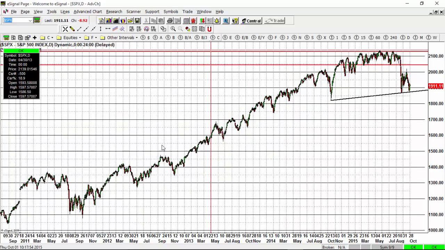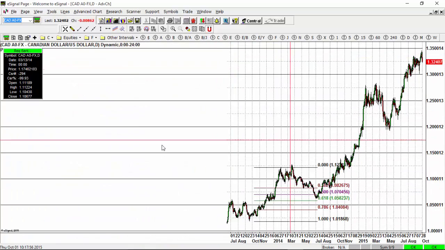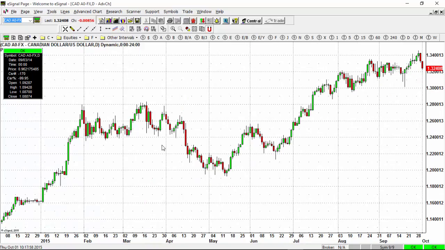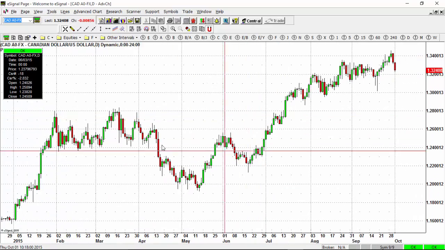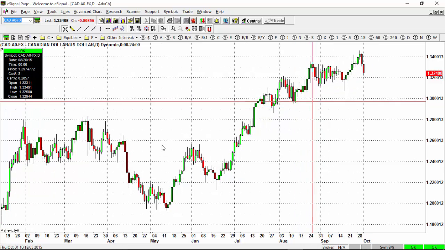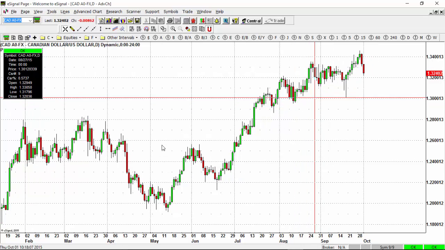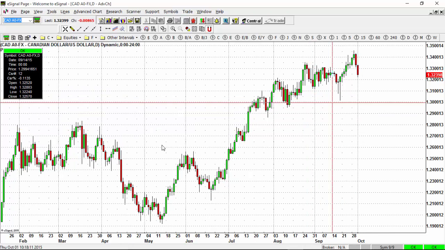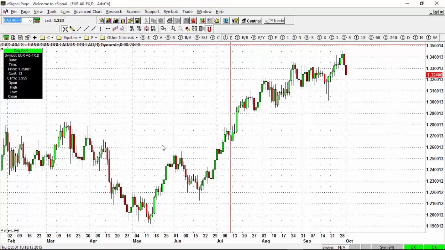Taking a look at the Canadian dollar, the market is pulling back. It has been in an uptrend, but I do expect a larger pullback in this market sometime soon. The key to this larger pullback is a close below 130. The market will have to close below 130.